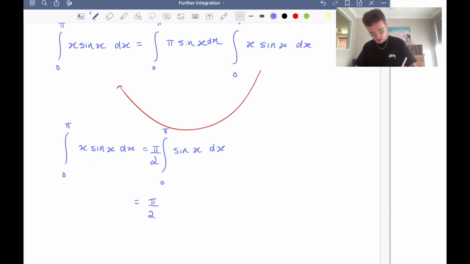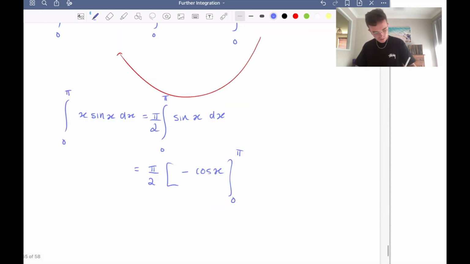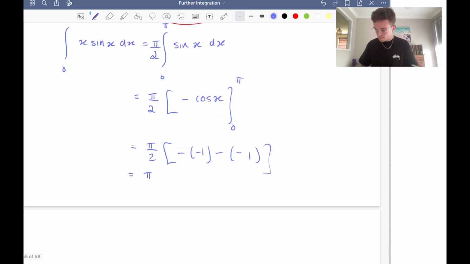The integral of sine is minus cos. So minus cos x from 0 to pi, which is going to be pi on 2 times minus minus 1 minus 1, which is 2. I think I did too many steps in one there, so I might quickly show that. So minus, now cos of pi is minus 1, minus minus cos of 0, which is 1. So that's 2. The answer is pi.